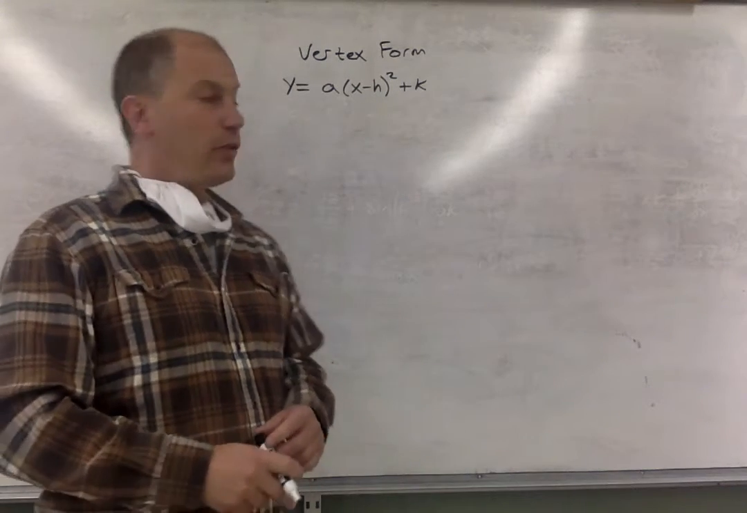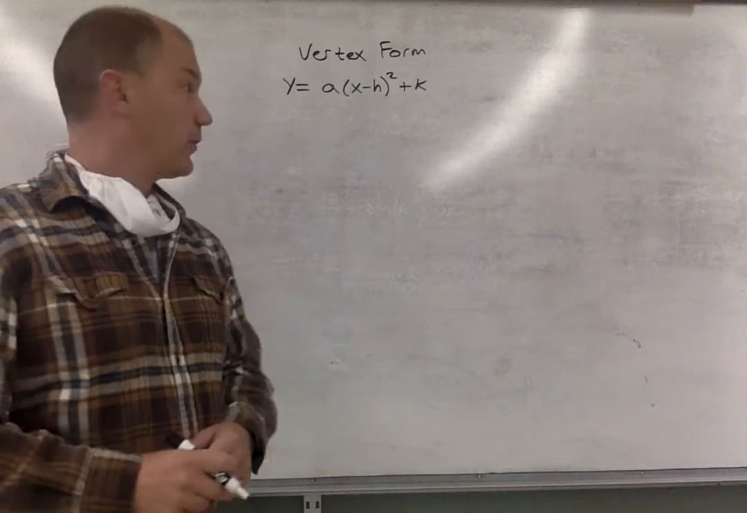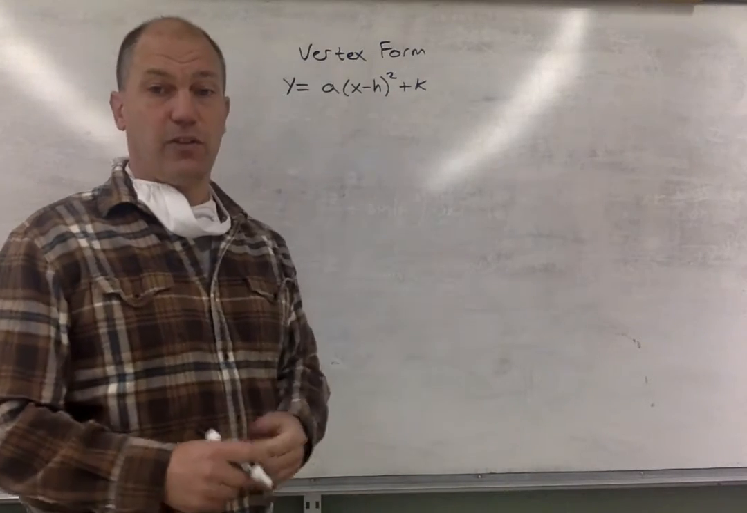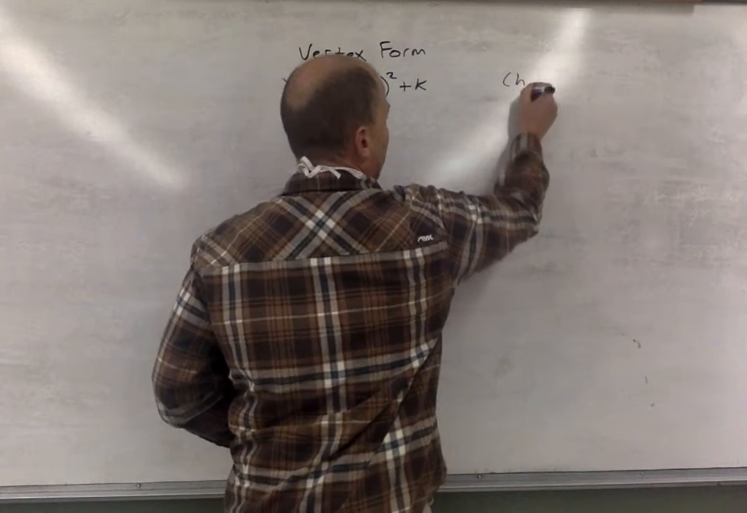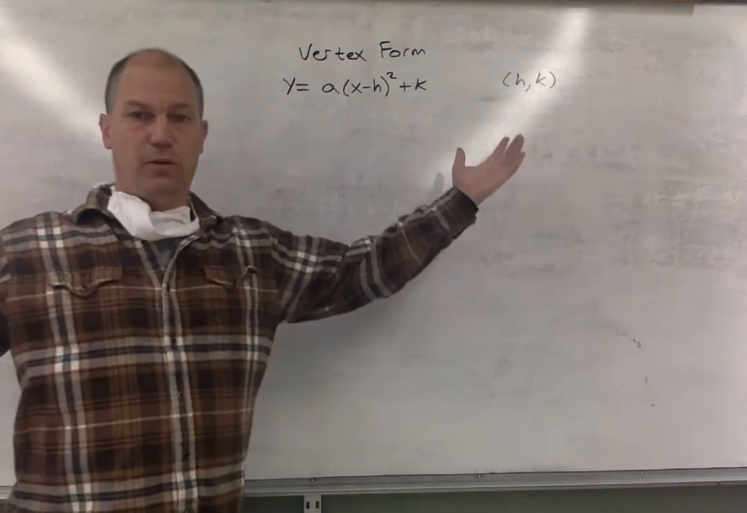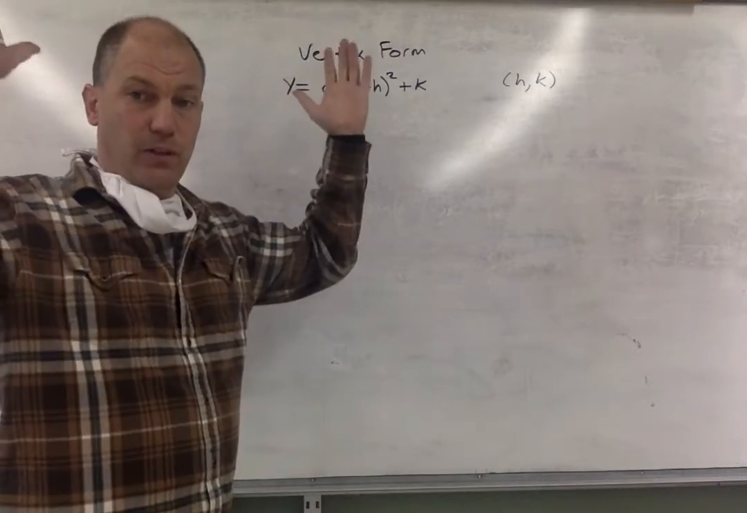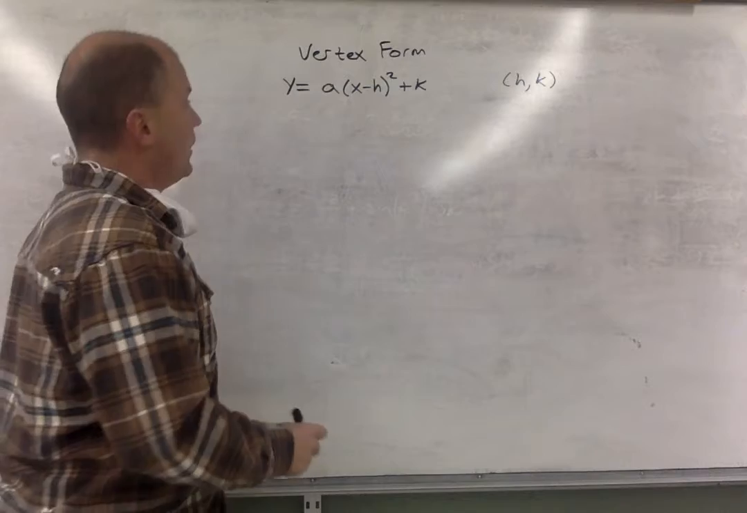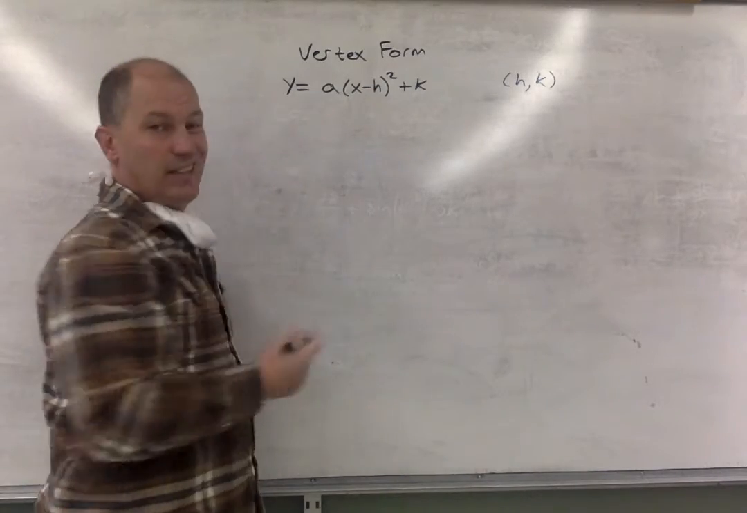Hey, good morning. So we're going to work on a new form of a quadratic equation. It's called the vertex form. What we're going to learn is that h and k give us the location of the vertex, where the vertex location would be the point (h, k), and a tells us how wide or narrow, or whether it's right side up or upside down. So I'm just going to multiply this out just so you can see how it does look like the normal form.